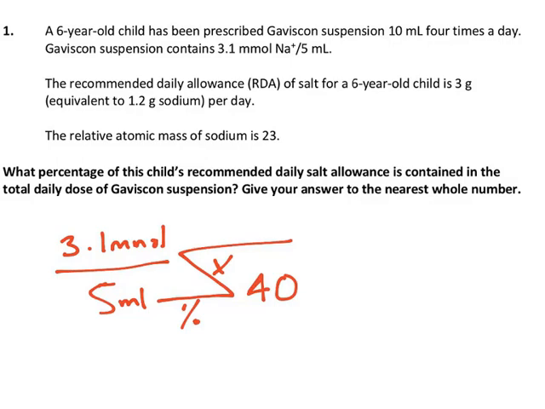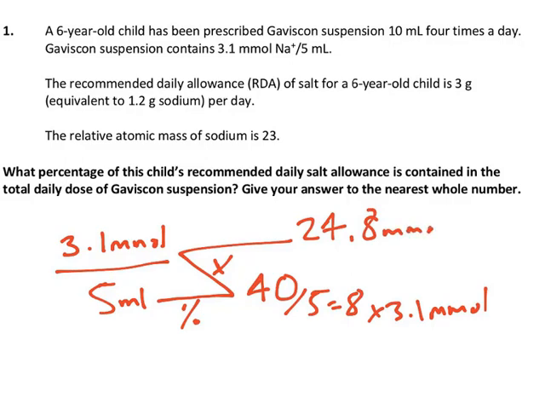So essentially, if you couldn't do this in your head automatically, then what you needed to do is say 40 divided by 5 is 8. 8 times 3.1. You'll see me doing this all the time, the easy Z method, okay? This will give you your answer, which is 24.8 millimoles. Millimoles, everyone, millimoles.